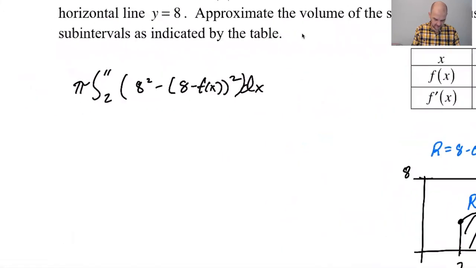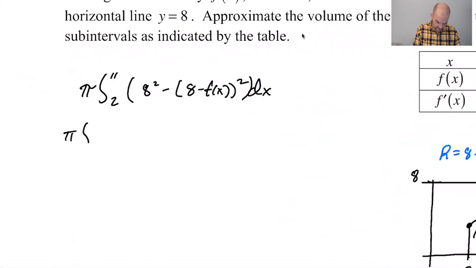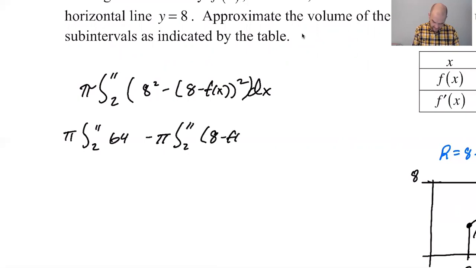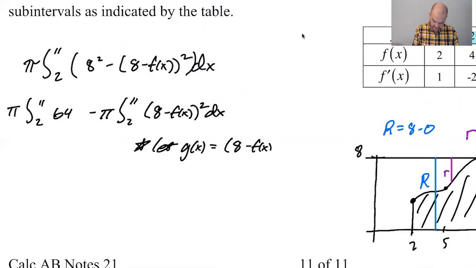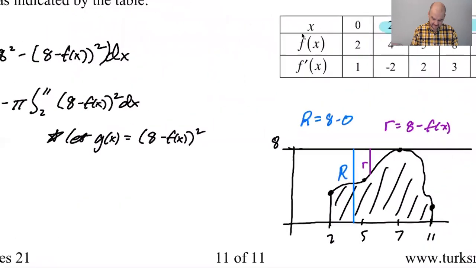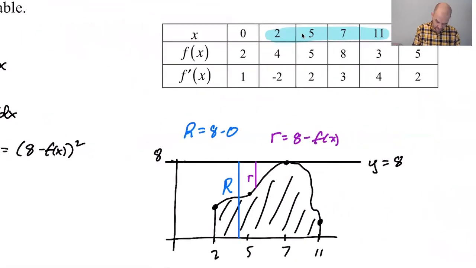Okay, so what do I need to do? First let's do this. Pi integral from 2 to 11 of 64 minus pi integral from 2 to 11 of the quantity 8 minus f of x squared dx. How could you make your life easier? You can make your life a lot easier by saying, let g of x be the quantity 8 minus f of x squared. So if I do that, then I can add a row here.